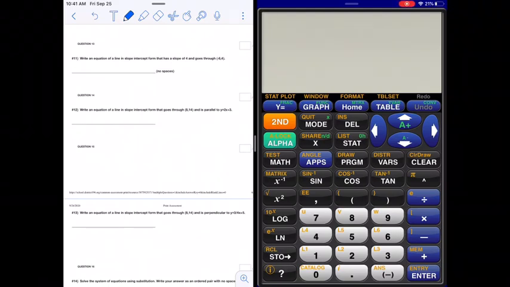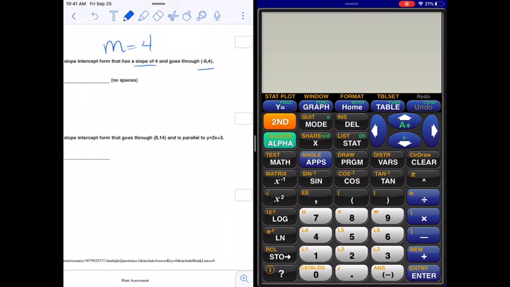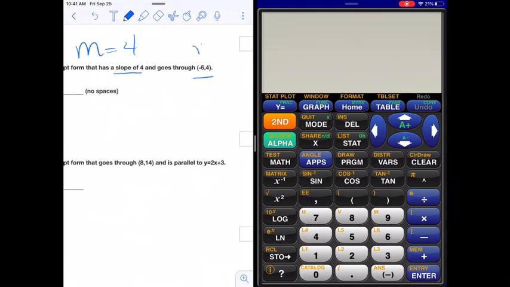Write the equation of a line in slope-intercept form that has the slope of 4, so right here, m is equal to 4, and it goes through (-6, 4). So that's your x and your y value. Whenever we do these problems, we're looking for two things. We're looking for the slope, and we are also looking for the y-intercept, which is your b value.